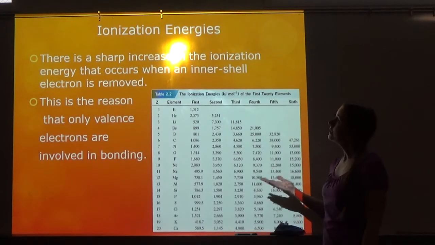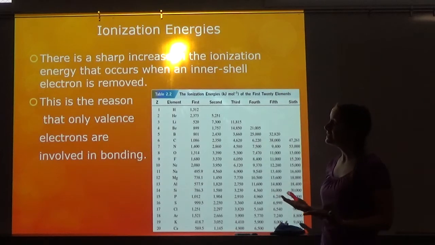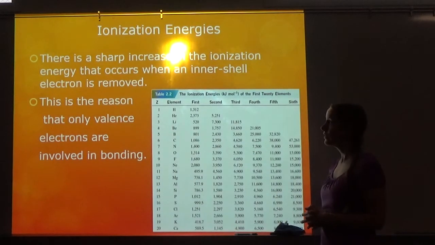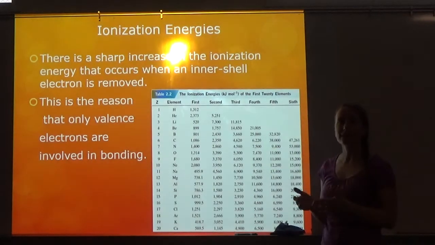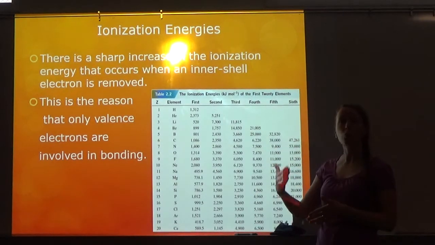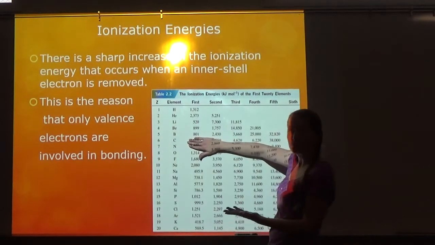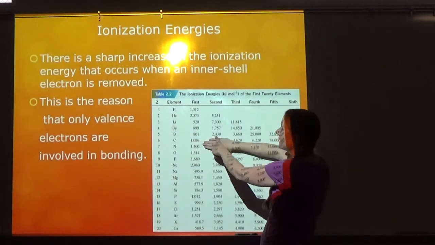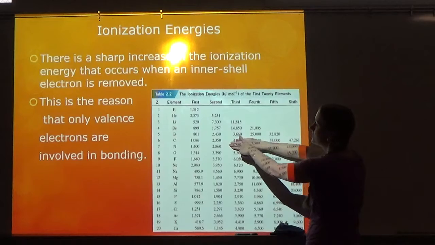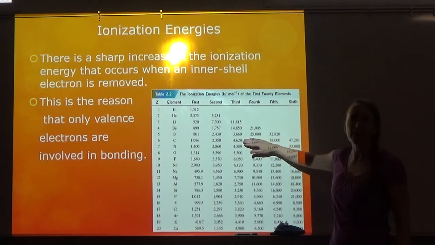You'll see that there's a sharp increase in the ionization energy that occurs when an inner shell electron is removed. This is the reason that only valence electrons are involved in bonding. So when you see a very sharp increase in the ionization energy, that's when you've reached a core electron. For example, if you look here, boron has 3 valence electrons. The first ionization energy is 800, the second is about 2,000, the third is about 3,000, and then all of a sudden the fourth one jumps to 25,000.